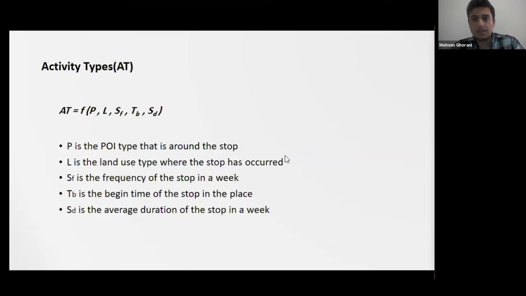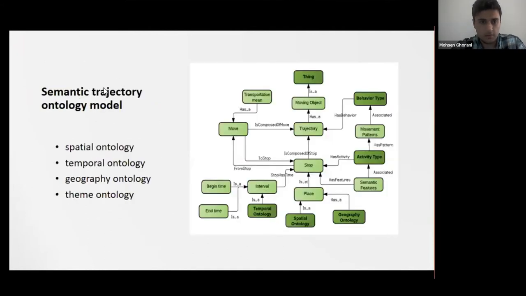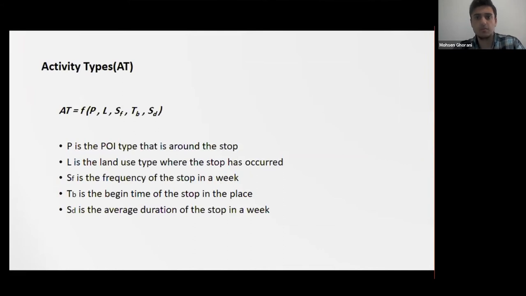So in general, to predict the type of activity, we get data like P, the place that is around the stop. L is the land use type where the stop has occurred. SF is the frequency of the stop in a week. TB is the begin time of the stop in the place. And ST is the average duration of the stop in a week. At this step, some rules can be defined on the captured data in order to extract different activity types.